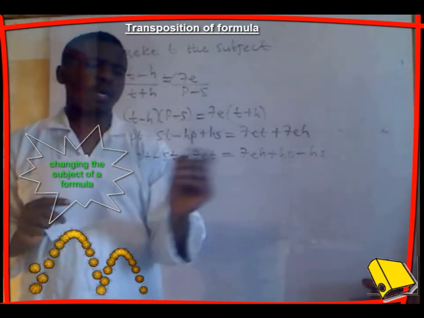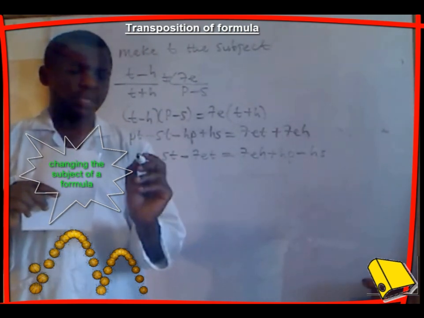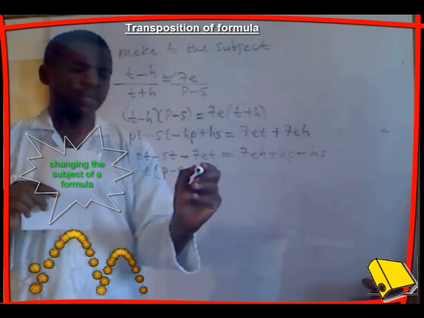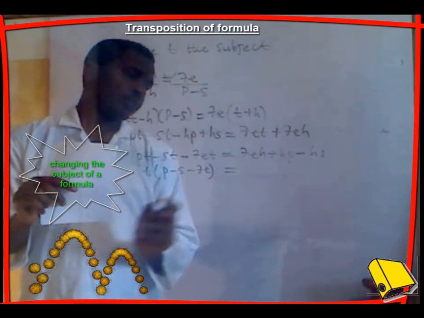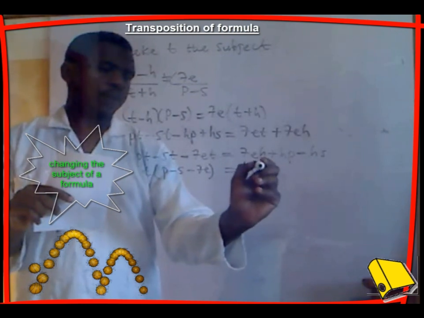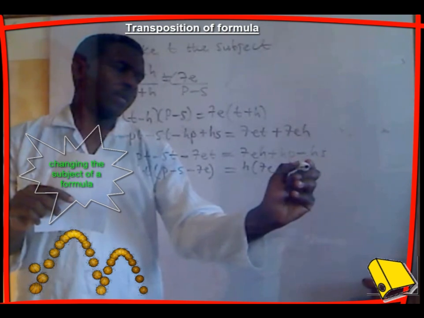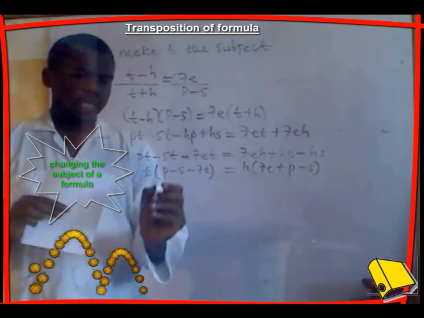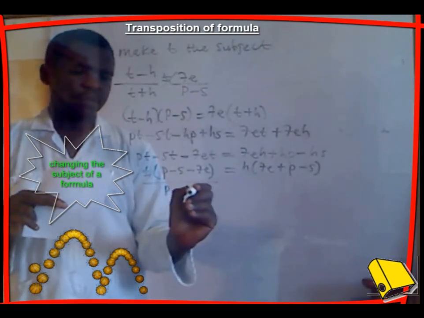Now let's factorize. t is common here. We have t outside. This is p minus s minus 7e. This is equal to, we find that h is common here. h factor of 7e plus p minus s. I want to make t the subject, so I divide all through by p minus s minus 7e.